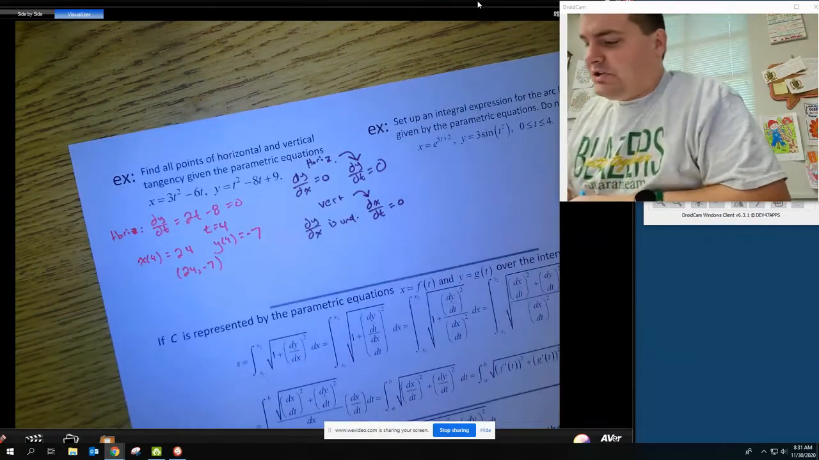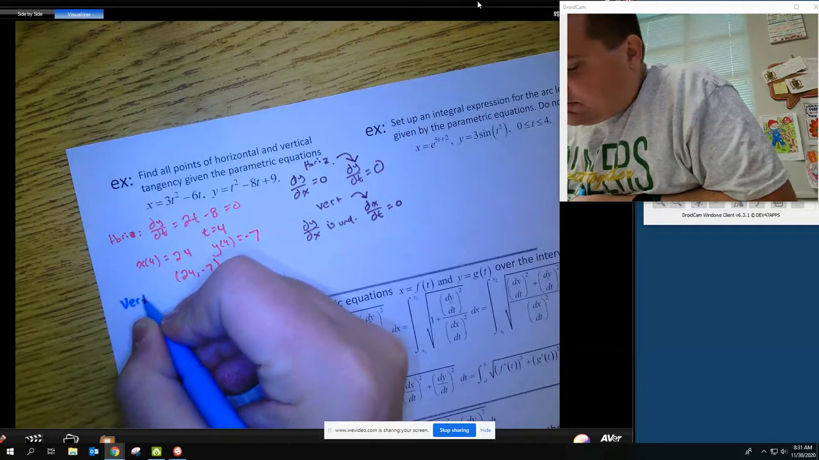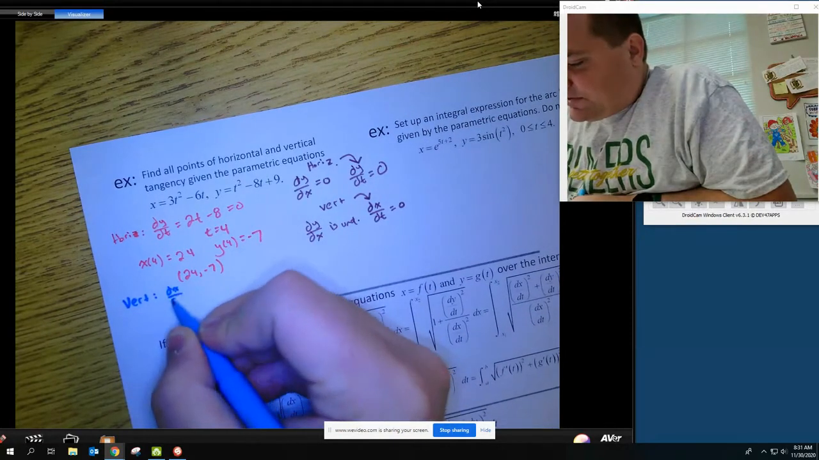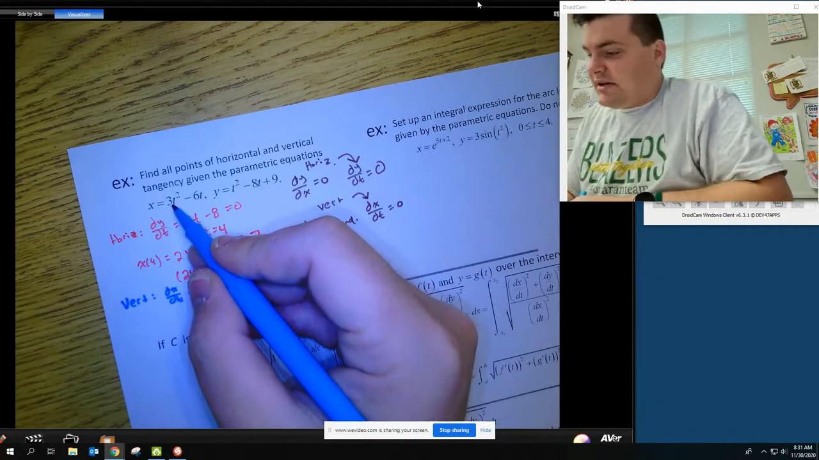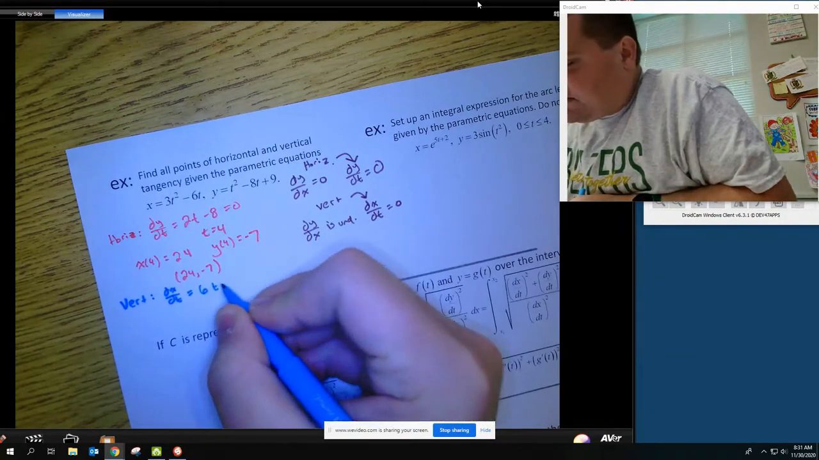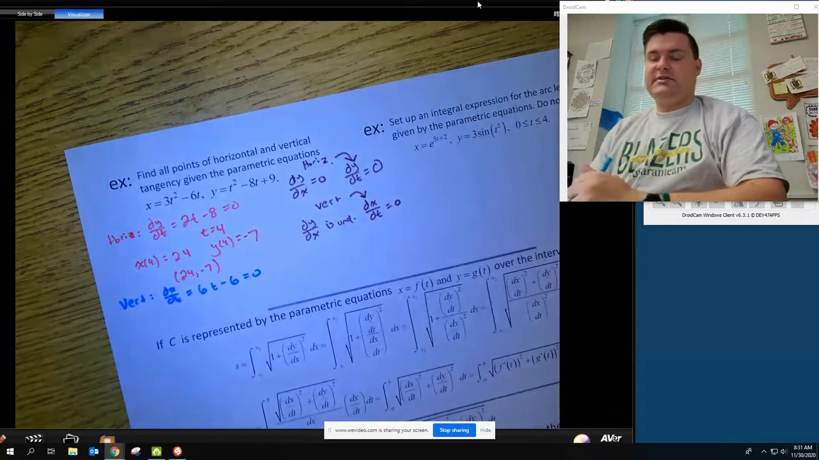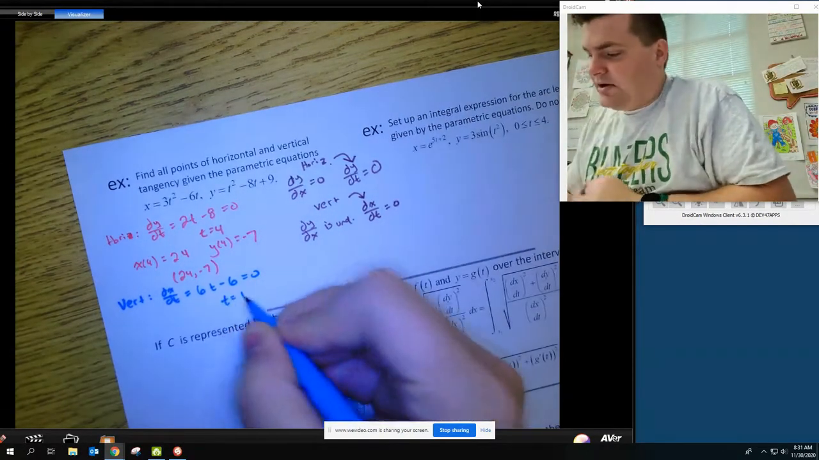For my vertical, I'm going to do dx/dt equal to 0. So dx/dt is going to turn into 6t minus 6. Set that equal to 0. So this is going to be t equal to 1.